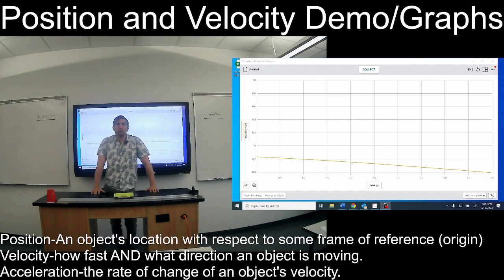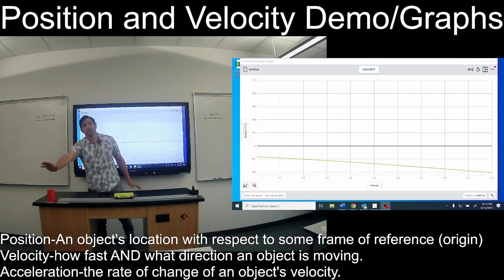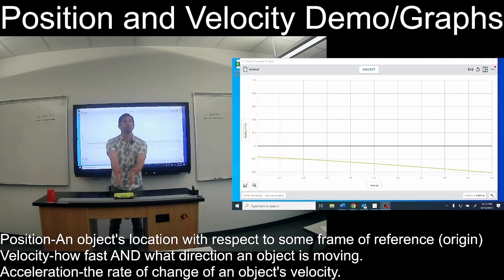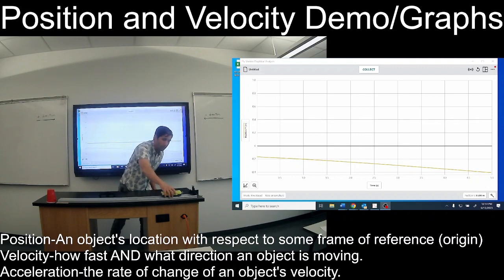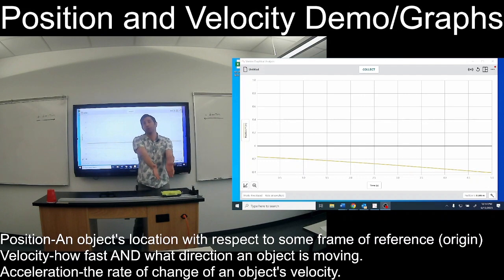So first thing is just reviewing our key vocabulary. Talking first about position. Position is just what is the object's location with respect to some frame of reference or some origin. So for a visual, let's use this red cup as our frame of reference or our origin. So right now, the cart's position is about 0.5 meters to the right of the cup. If I move the cart to a different spot, now it has a different position.